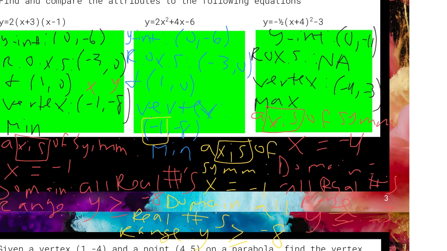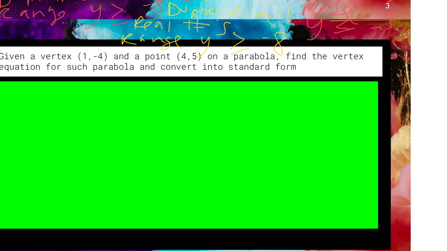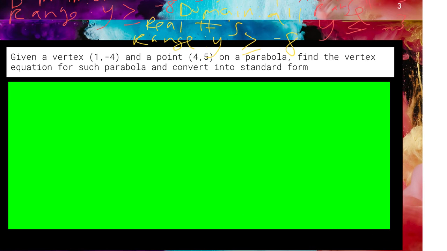Okay? Or if you're a visual person, if you read the graph from bottom to top, the top point is at -3, and then the graph is going down. So that means that the y values are getting smaller. Okay? All right. So now we're going to be learning that whenever they give you a vertex and they give you a point, you have to find the vertex equation and then you have to convert it into standard form. So let's go ahead and do that.